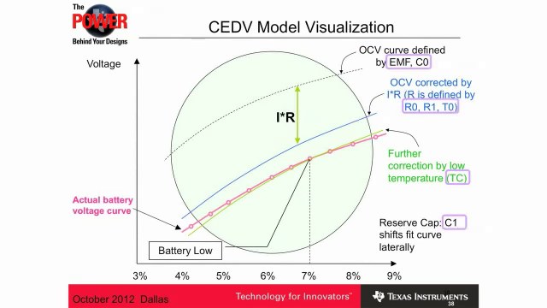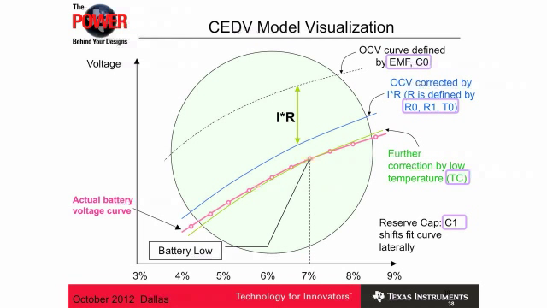In order not to confuse you, this is a graph where we're showing the reverse process. This is not actually a charge curve. This is actually a discharge curve going from right to left at a very cold temperature. Here's the actual voltage curve of the battery, and we're going to try to figure that out based on this model. We start with this OCV curve that we defined in the model by two of these magic seven numbers that make up our model, called EMF and C0. Then we measure the current and run that through some of these other numbers, R0, R1, and T0, to correct this curve for resistance and temperature.